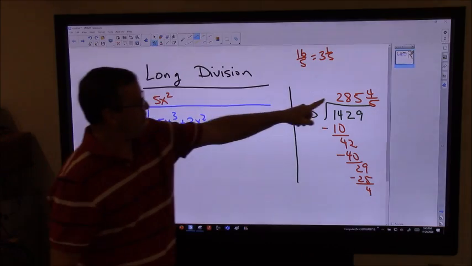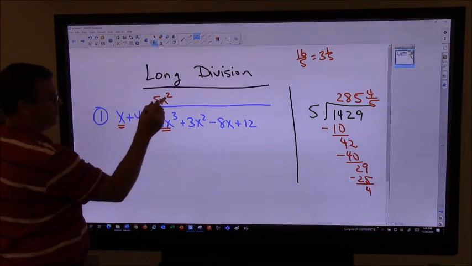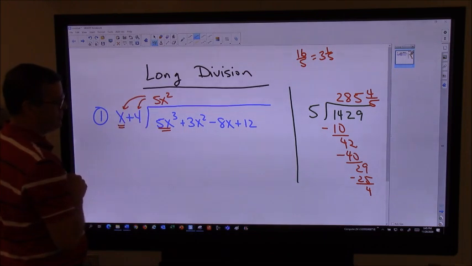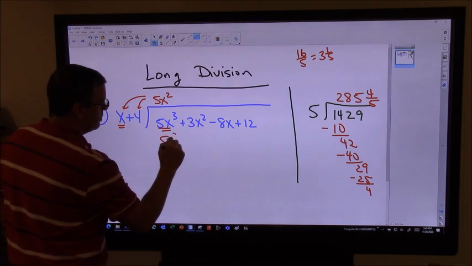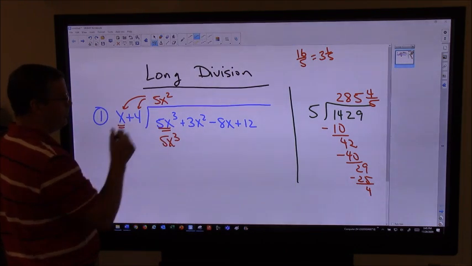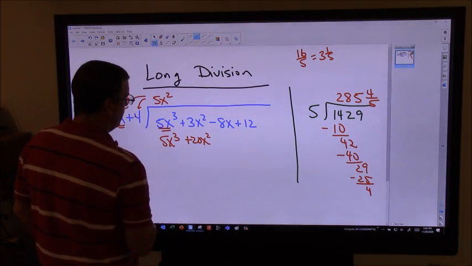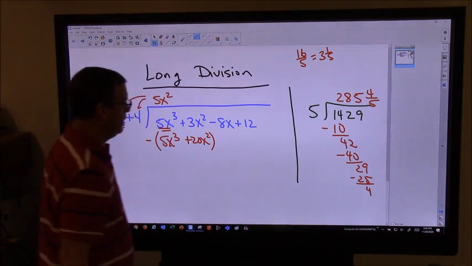And now what do I do after I write something up here? I then multiply. So now what I'm going to do is I'm going to distribute that 5x squared to both of these terms. So when I multiply, I get 5x cubed. I want to get the same thing because I want to subtract it and have this go away. Plus 20x squared. And now I need to subtract. That's what we did here, right?